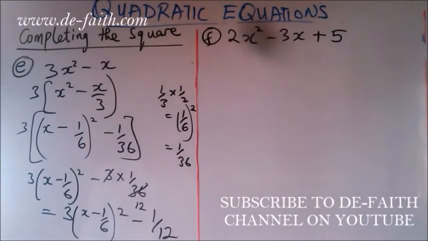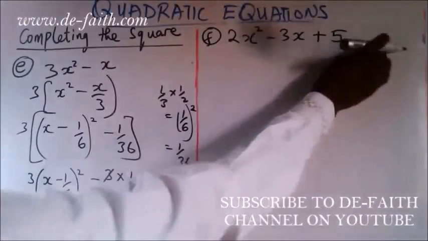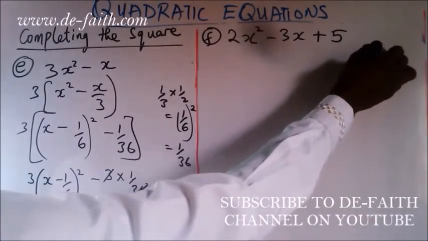Alright, so next we want to write the complete form of F, 2x squared minus 3x plus 5. Here's how we do this. We'll have this plus 5 separated. So have it separated somewhere here.